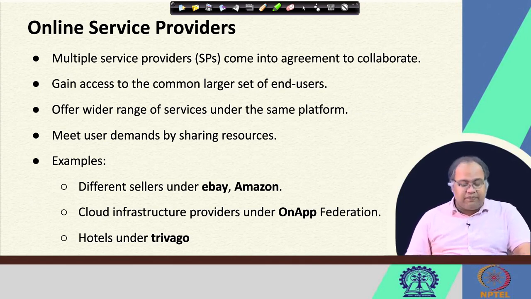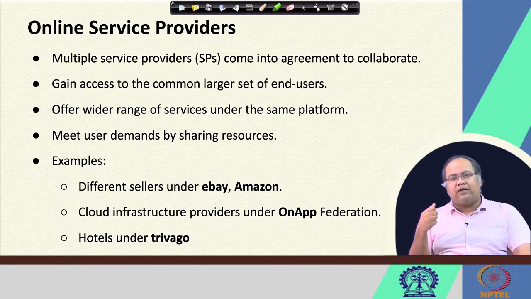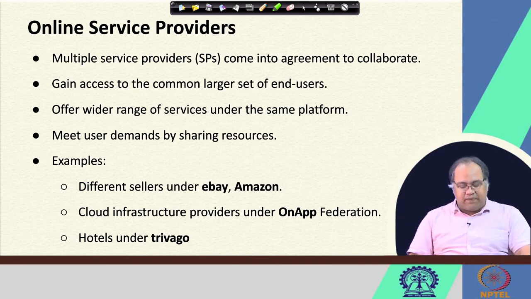So there are multiple examples of such cases, as I was mentioning, like different sellers under eBay or Amazon, and cloud infrastructure providers, like on-app federation. On-app federation is a cloud marketplace where different small cloud service providers can come together and provide common services to the end user. So it can happen that you can buy the compute resource from one service provider and the storage resource from another service provider in a federated cloud architecture. And then the hotels under Trivago or Booking.com.